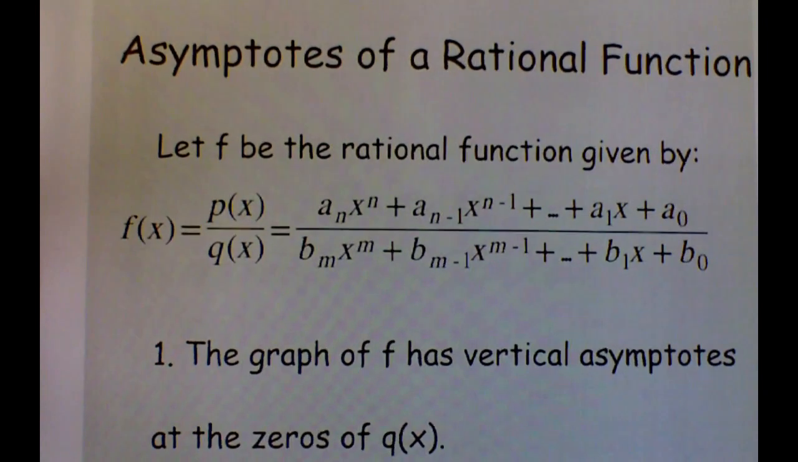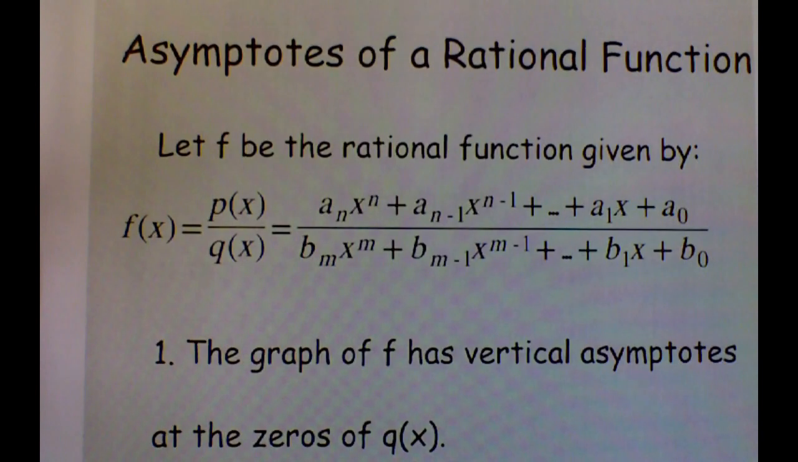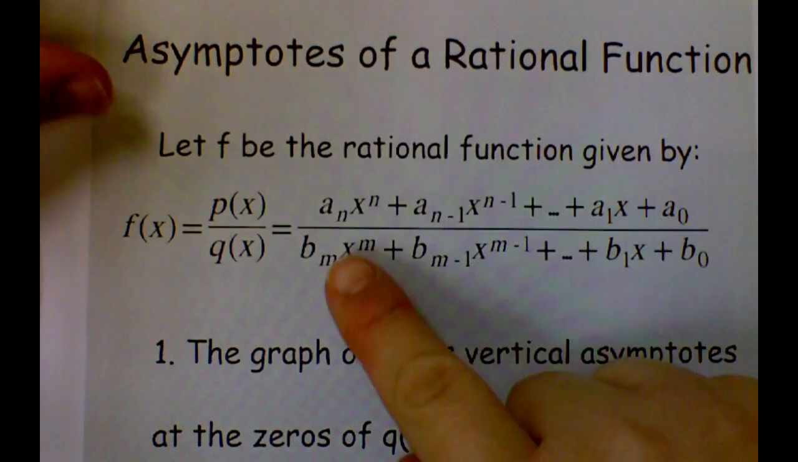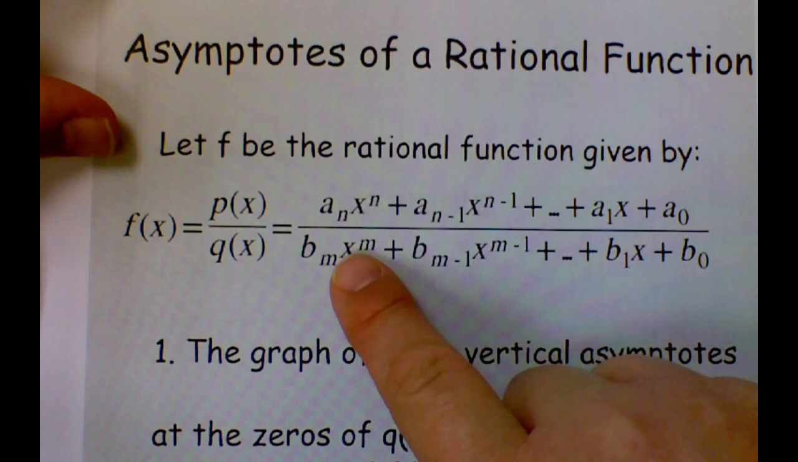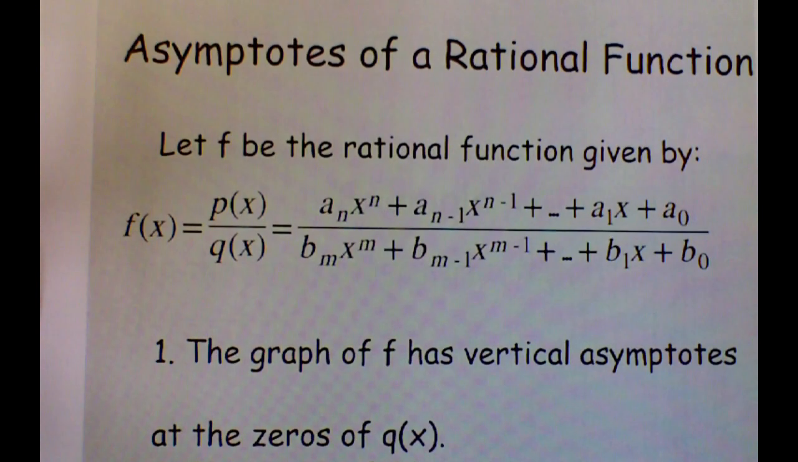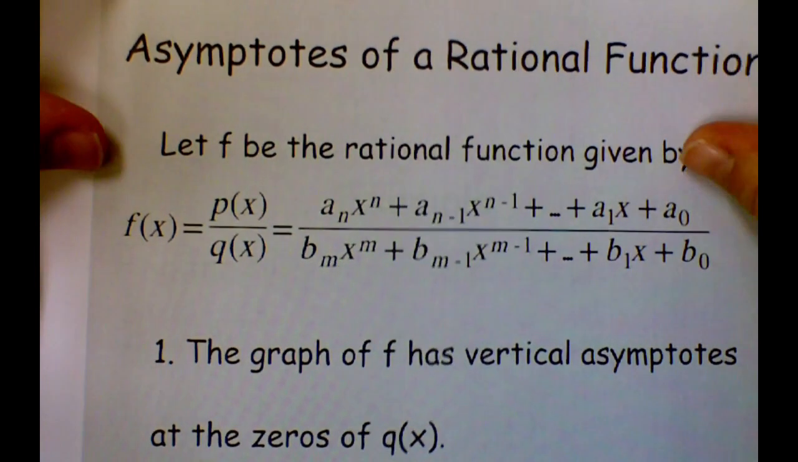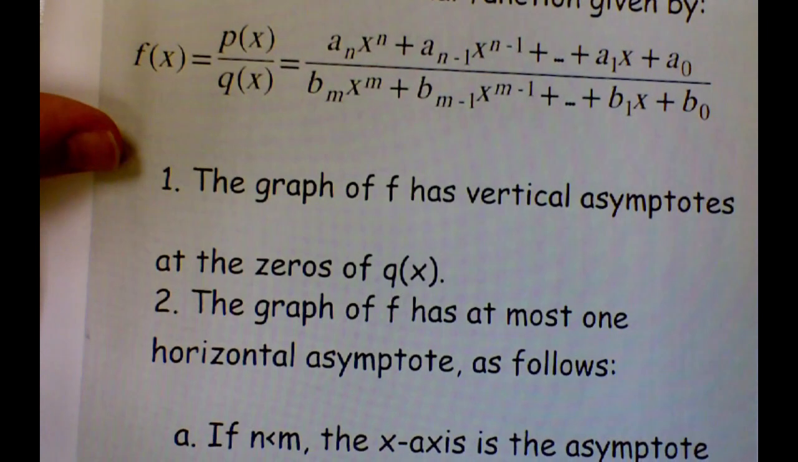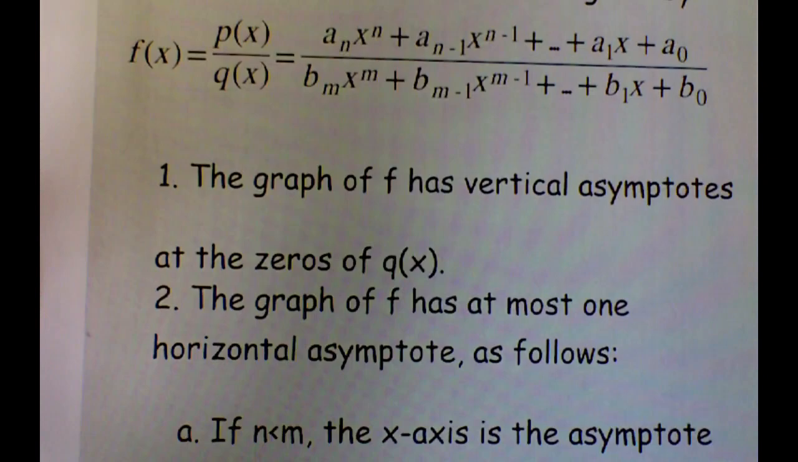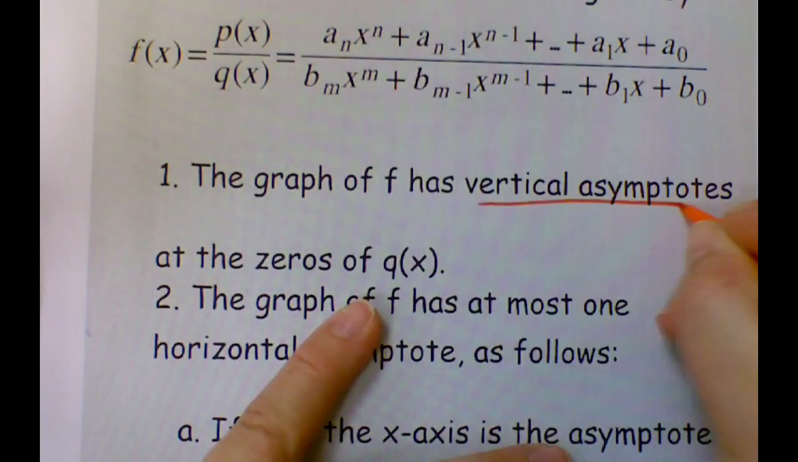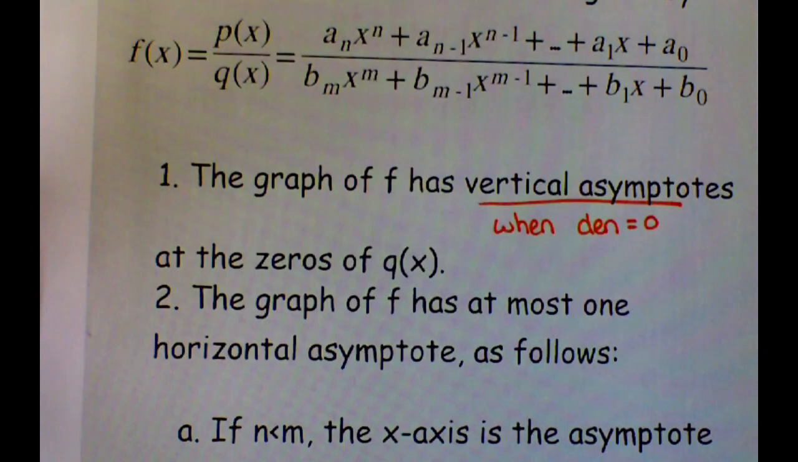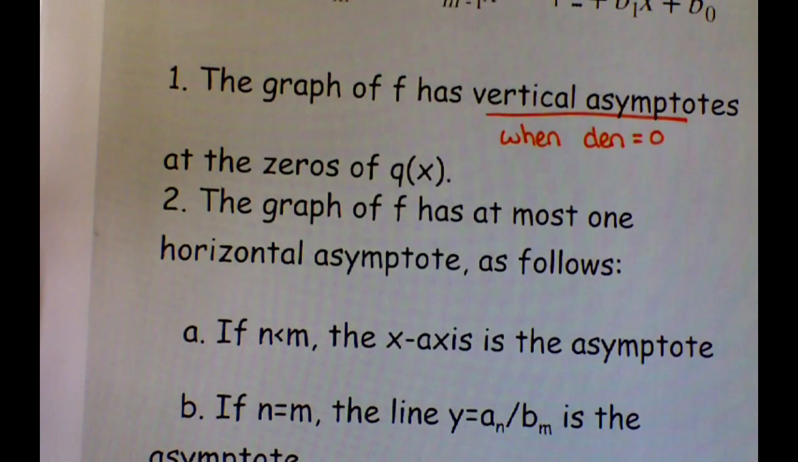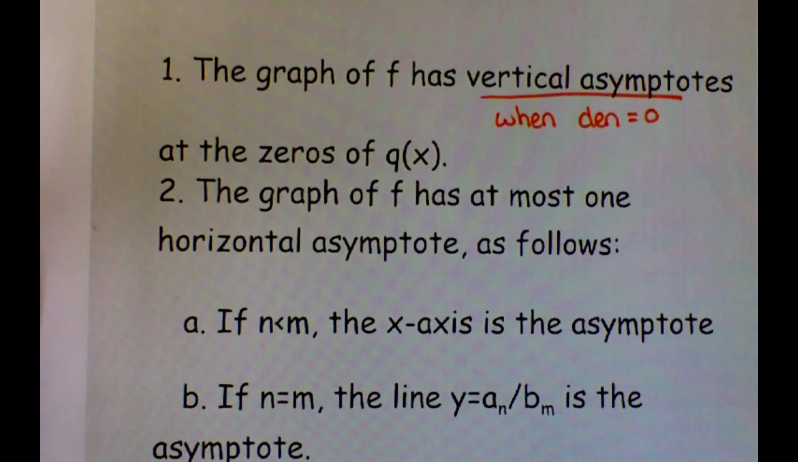So for asymptotes of a rational function, our rational function is given by p of x over q of x. It is just some polynomial over some other polynomial. You'll notice I use a's on the numerator and b's on the denominator, n's for the power in the numerator, m's for the power in the denominator, because these are going to be different coefficients and different powers possibly. The graph of f has vertical asymptotes at the zeros of q of x. That means vertical asymptotes when the denominator equals 0. The graph of f has at most one horizontal asymptote, and there are 3 possible rules.